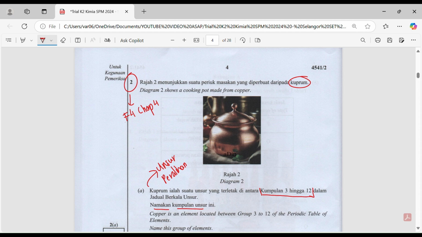Unsur peralihan is basically a fairly easy subtopic in your Chapter 4. All you need to know is its definition, what kumpulan unsur it is, the range of it, that means from which kumpulan to which kumpulan, its ciri-ciri istimewa, its sifat fizik, as well as its kegunaan dalam industri.